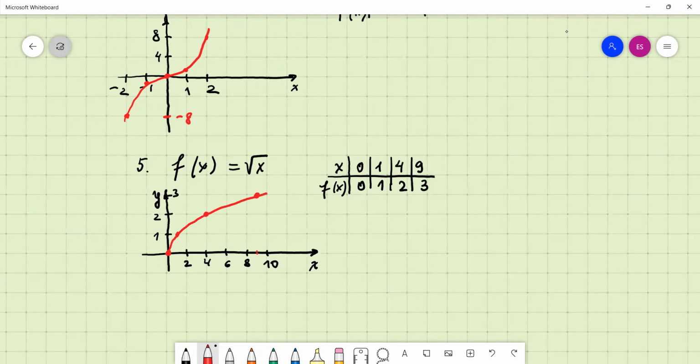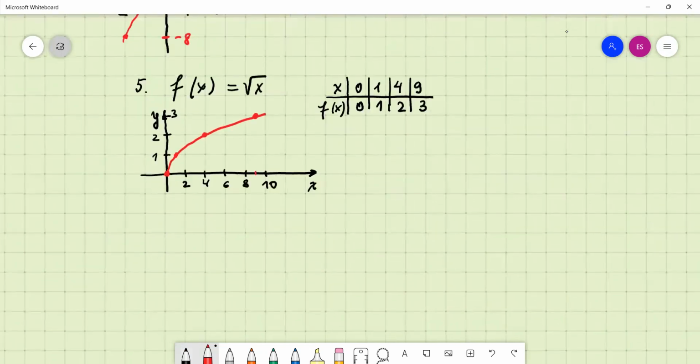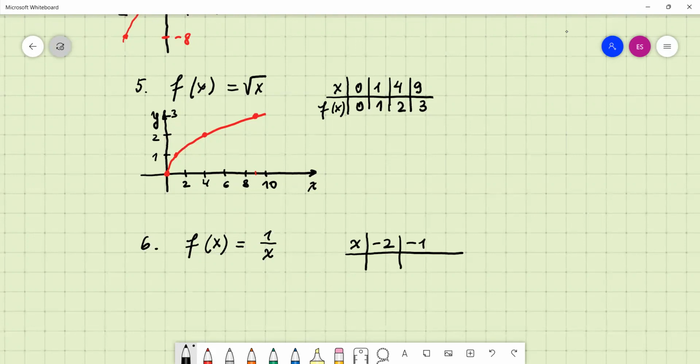Okay. And the last function I'm going to describe, it's not like there are only 6 functions possible, but there are basic functions. The last function I'm going to describe is the inverse function, which is going to be 1 over x. Again, I'm going to do the table. I'm going to do -2, -1, 0, 1, and 2.